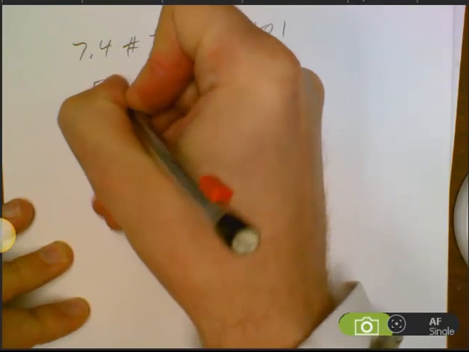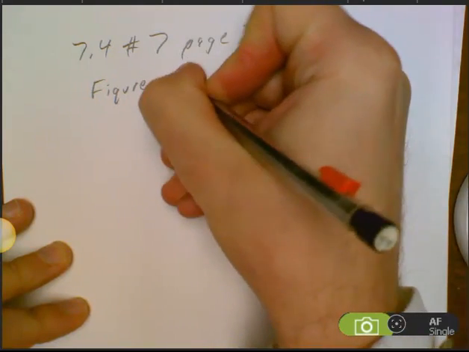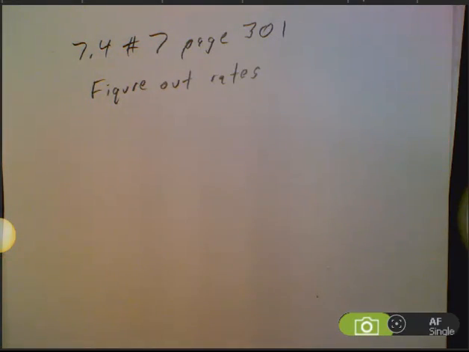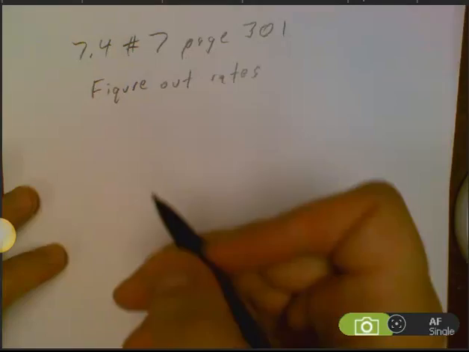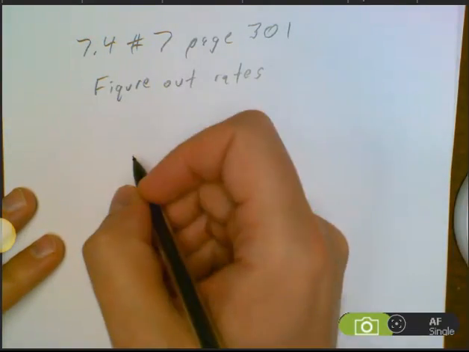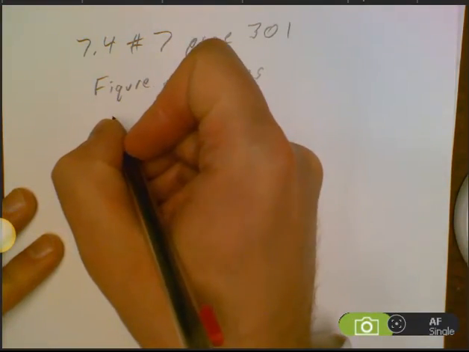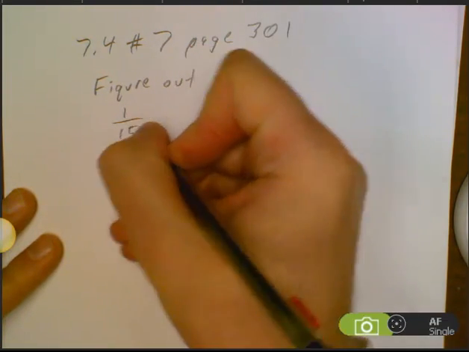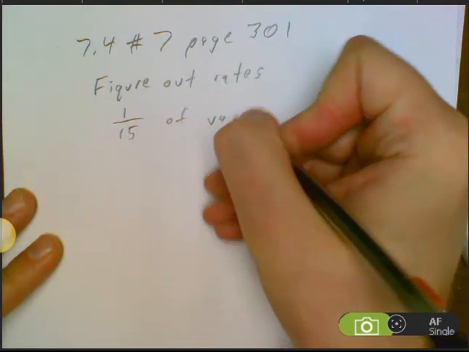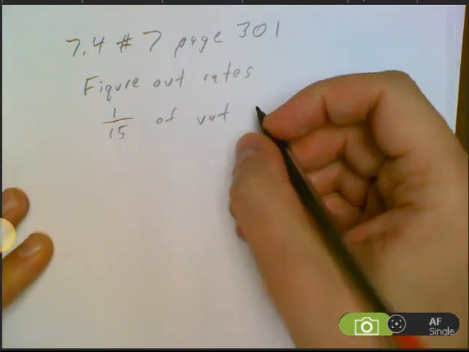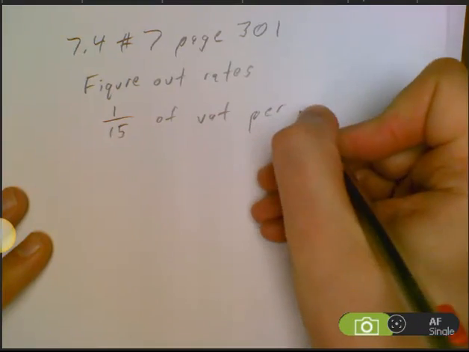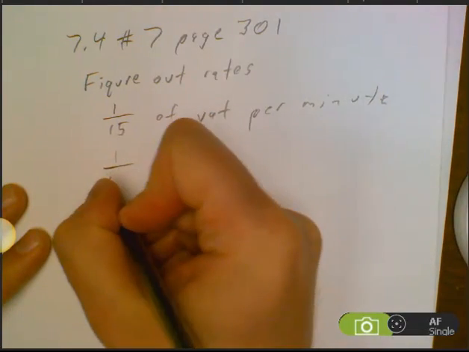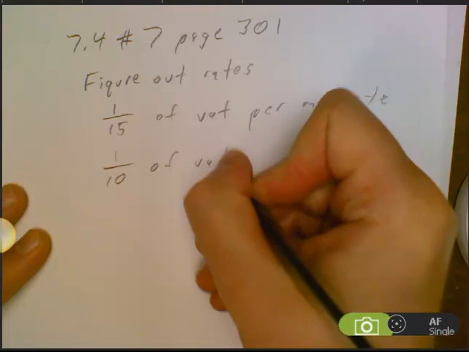So if we figure out rates, it says it takes the one hose 15 minutes to fill the vat. So in 1 minute, it would fill 1/15 of the vat per minute. And the other one would fill 1/10 of the vat per minute.